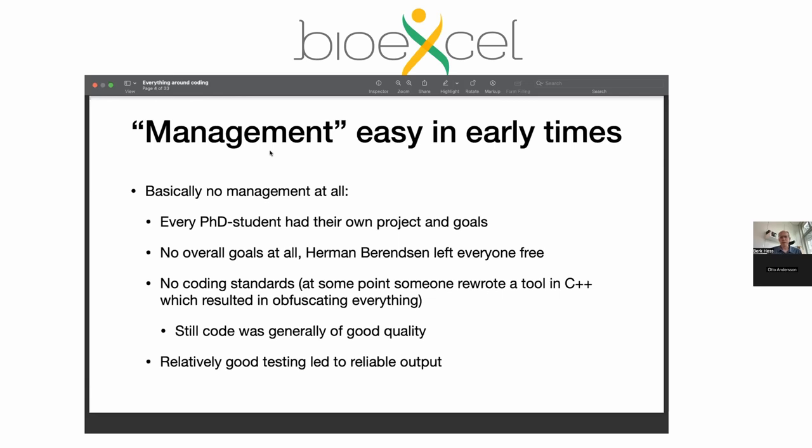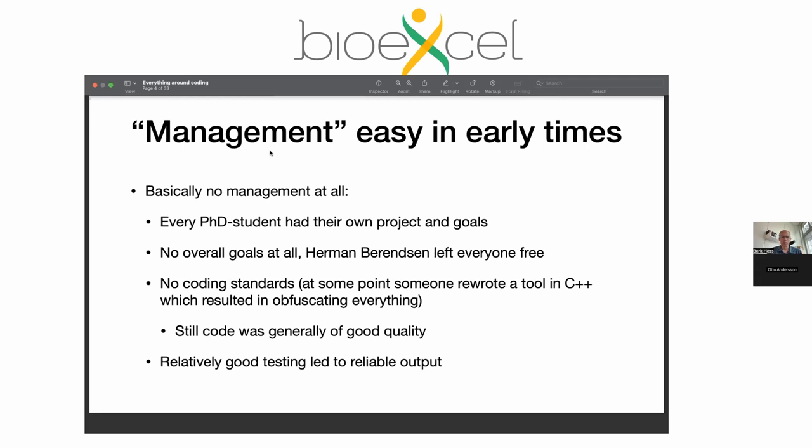So that actually held also for the scientific environment, which, if I look back nowadays, starts to surprise me. Every PhD student had their own projects and goals. I could do whatever I liked, basically. Herman Berendsen left everyone free, as far as I know. I don't know about details of other students' PhD projects, how they were managed. I could do whatever I liked, and coding-wise, we could also do whatever we liked. So there was self-organization there.